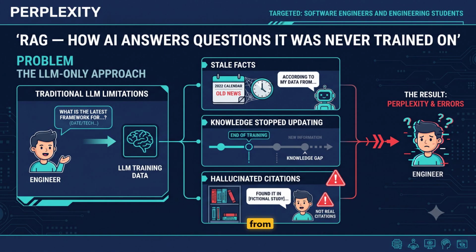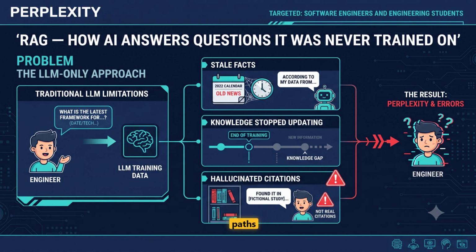Follow the branching paths from that center block to the three middle panels to see the core failure modes. At the top, under stale facts, the model serves outdated information as if it were fresh news. In the middle panel, you see a hard boundary line marked end of training, creating an invisible knowledge gap where any new framework or API simply does not exist. And at the bottom, under hallucinated citations, the model attempts to fill those gaps by manufacturing fictional sources with zero basis in reality. Counterintuitively, feeding a model more parameters does not fix this. It just makes its made-up answers sound vastly more convincing.